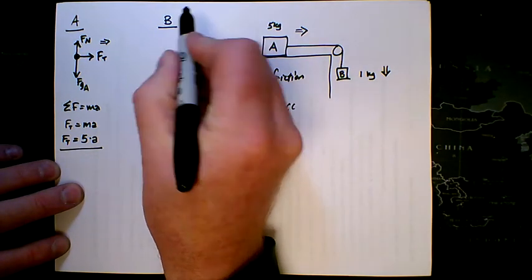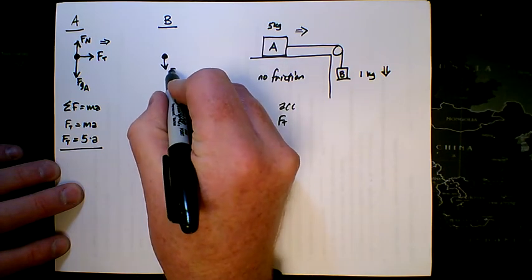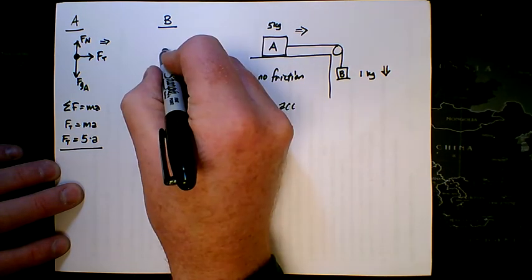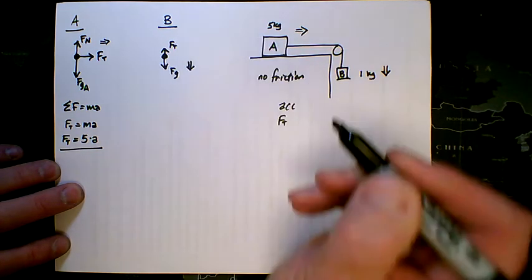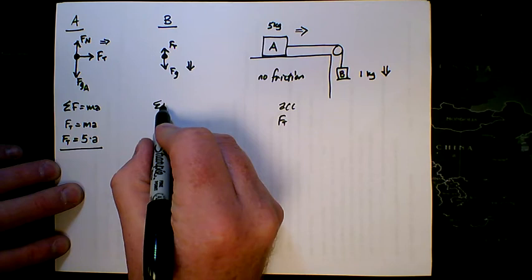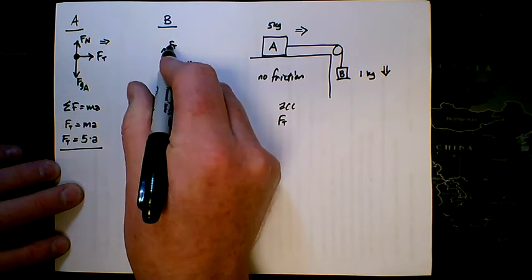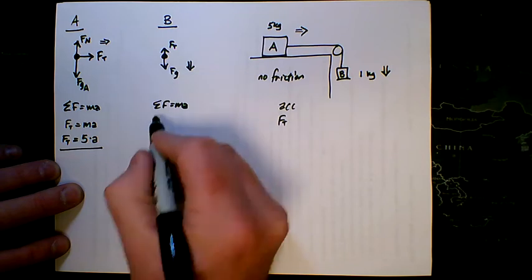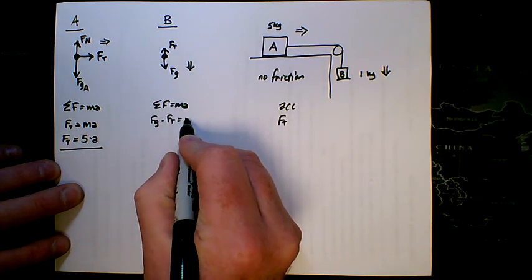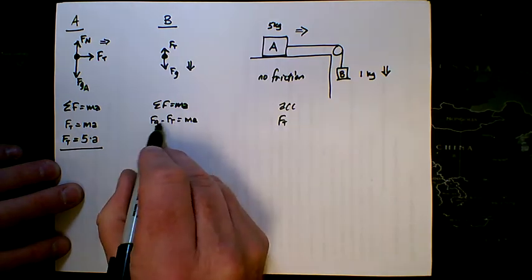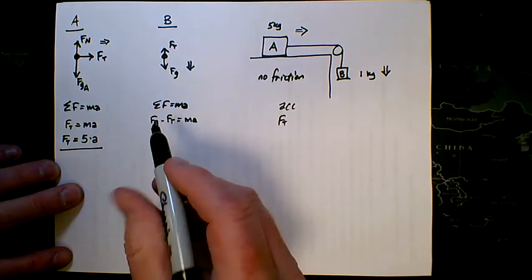So for block B, again, I'm going to do the force diagram. We have a force of gravity down and a tension force that's up. And block B, I know, is accelerating in the downward direction. So when I do my net force equals mass times acceleration here, it's going to be down minus up. That's my go minus stop direction. So down I've got Fg minus Ft equals m times a. Again, always identify them by name. You get those names right from your force diagram, so make sure you're putting the names on the diagram.